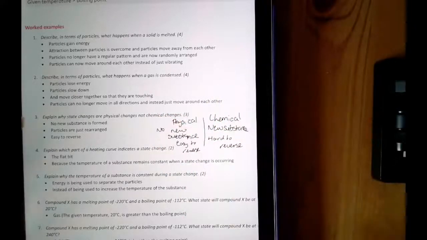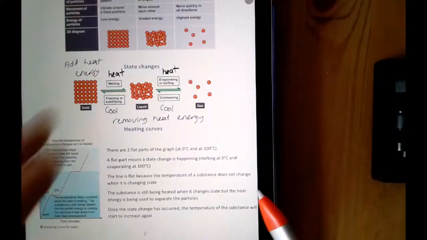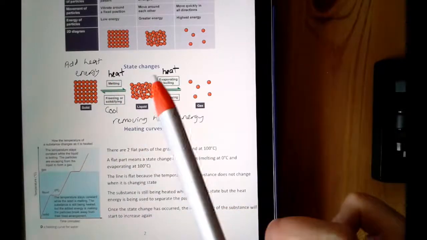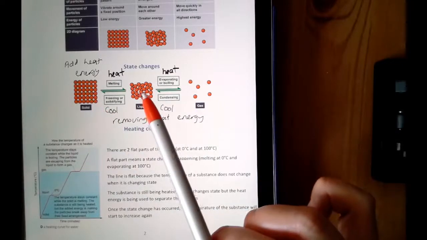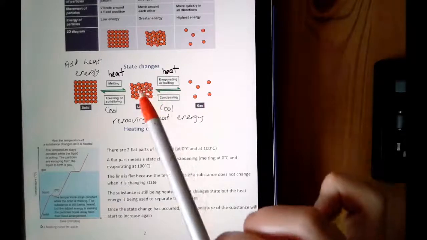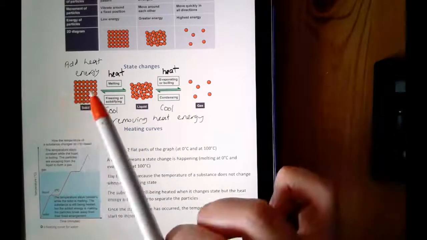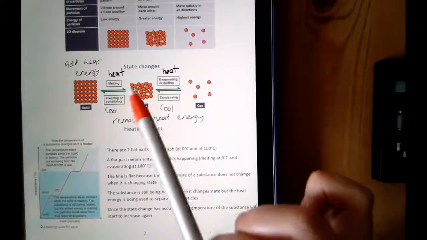Okay, and this question asks you why state changes are physical changes. Well, if we look at your state change, if we use water as an example, if I go from ice to liquid water, okay, all I'm doing is rearranging the particles. The formula of ice would be H2O. The formula of liquid water would be H2O. I'm not making anything new. All I'm doing is rearranging those H2O molecules, so no new substance is formed.